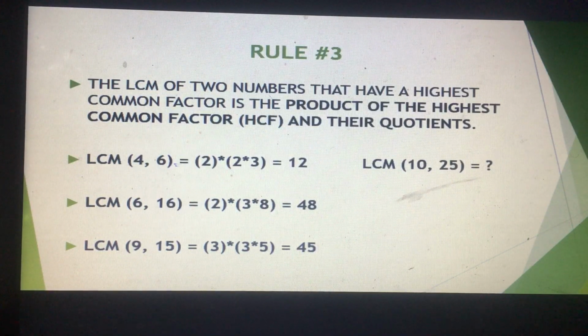So you can quickly see that the LCM of 10 and 25 will be the highest common factor multiplying the quotients after dividing by the highest common factor. So when you bring out the highest common factor, which is 5, you'll be left with 2 and 5 respectively from 10 and 25. So the result will give you 5 times 2 times 5, which gives you 50. So it is that easy to find the LCM of numbers following these rules.